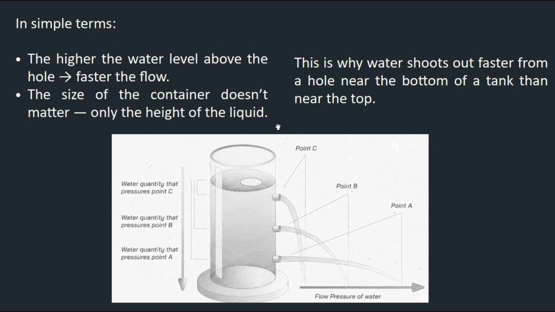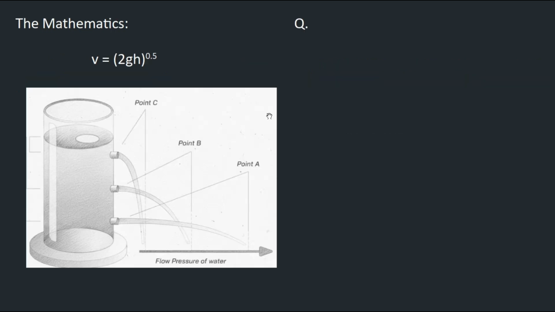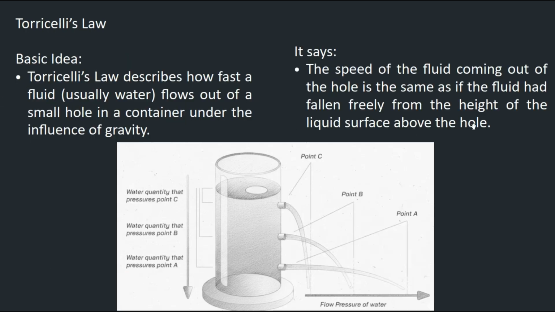So we have seen this in fluids, right? Very thoroughly we have seen this. And let's move on. This is why water shoots out faster from a hole near the bottom of the tank than at the top. And finally, we have the formula: V is equal to root of 2gh. How did this math come out? We'll be explaining that. But yeah, that's your T law.